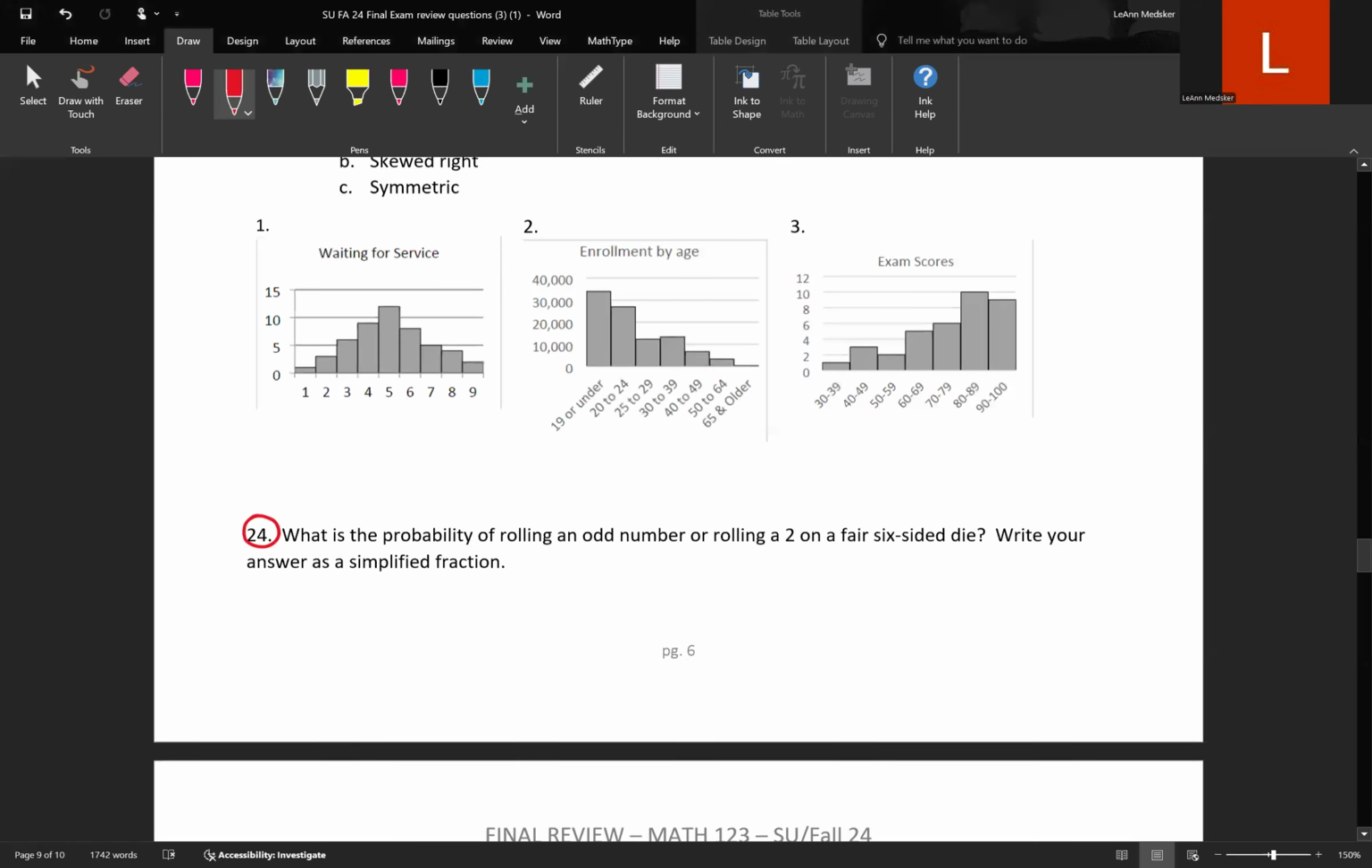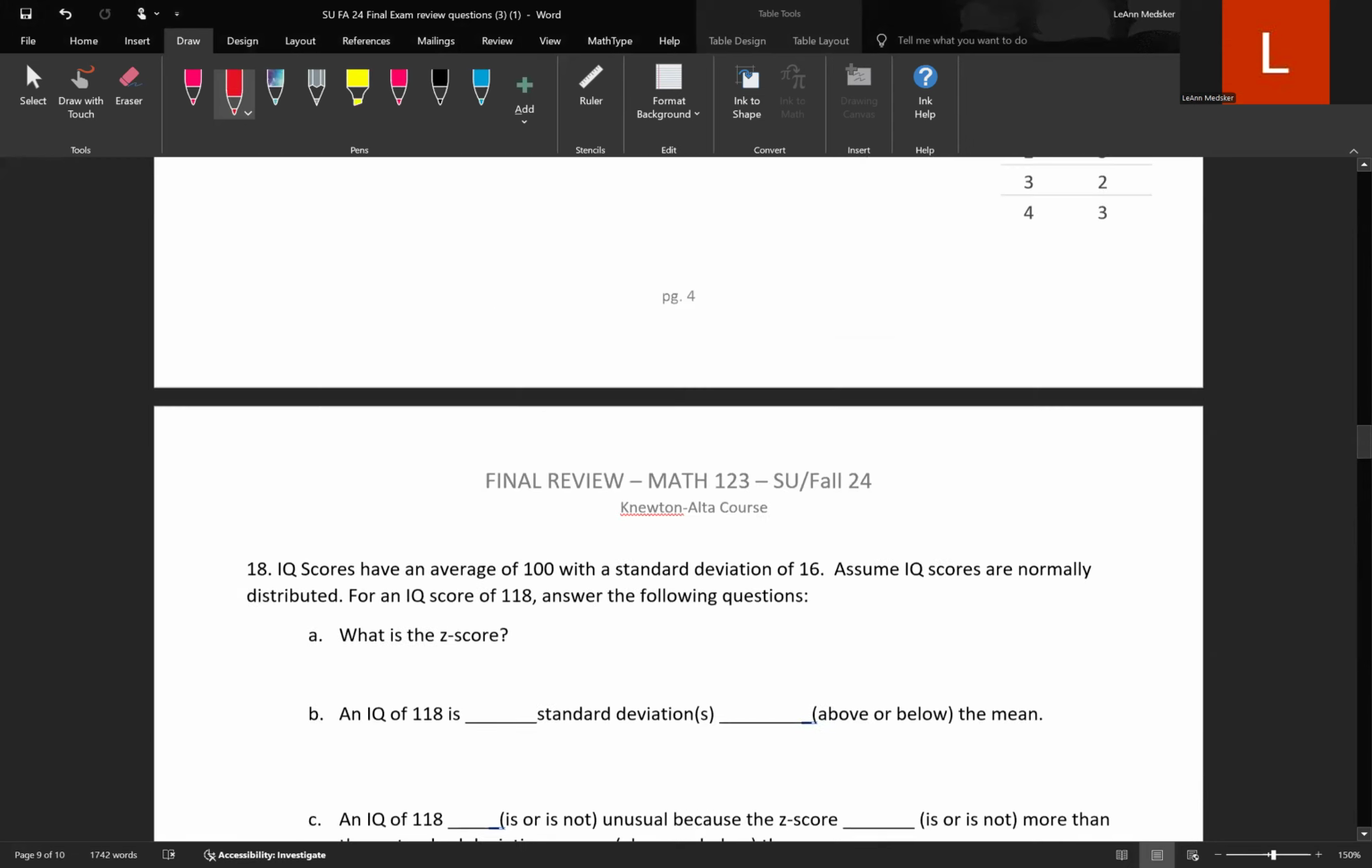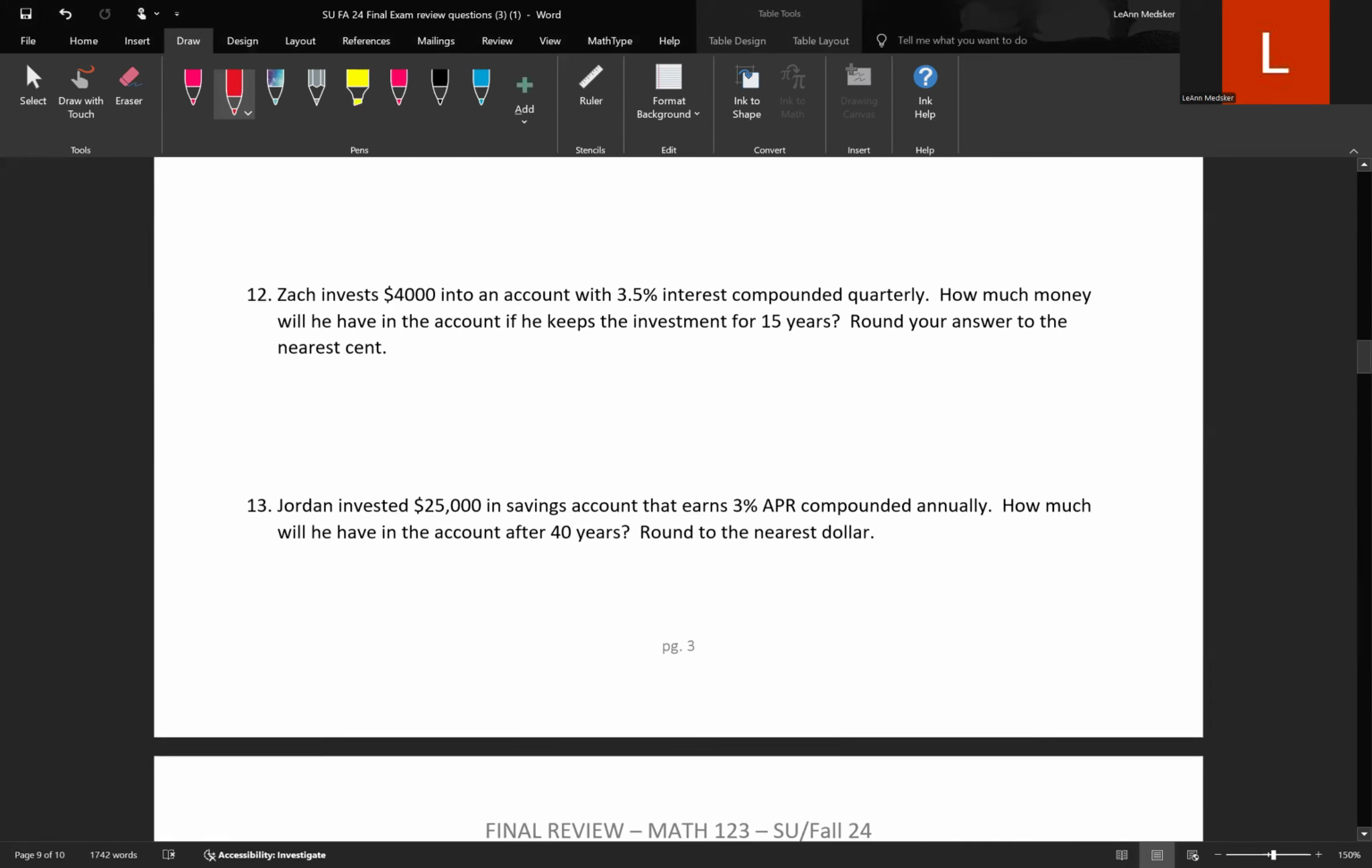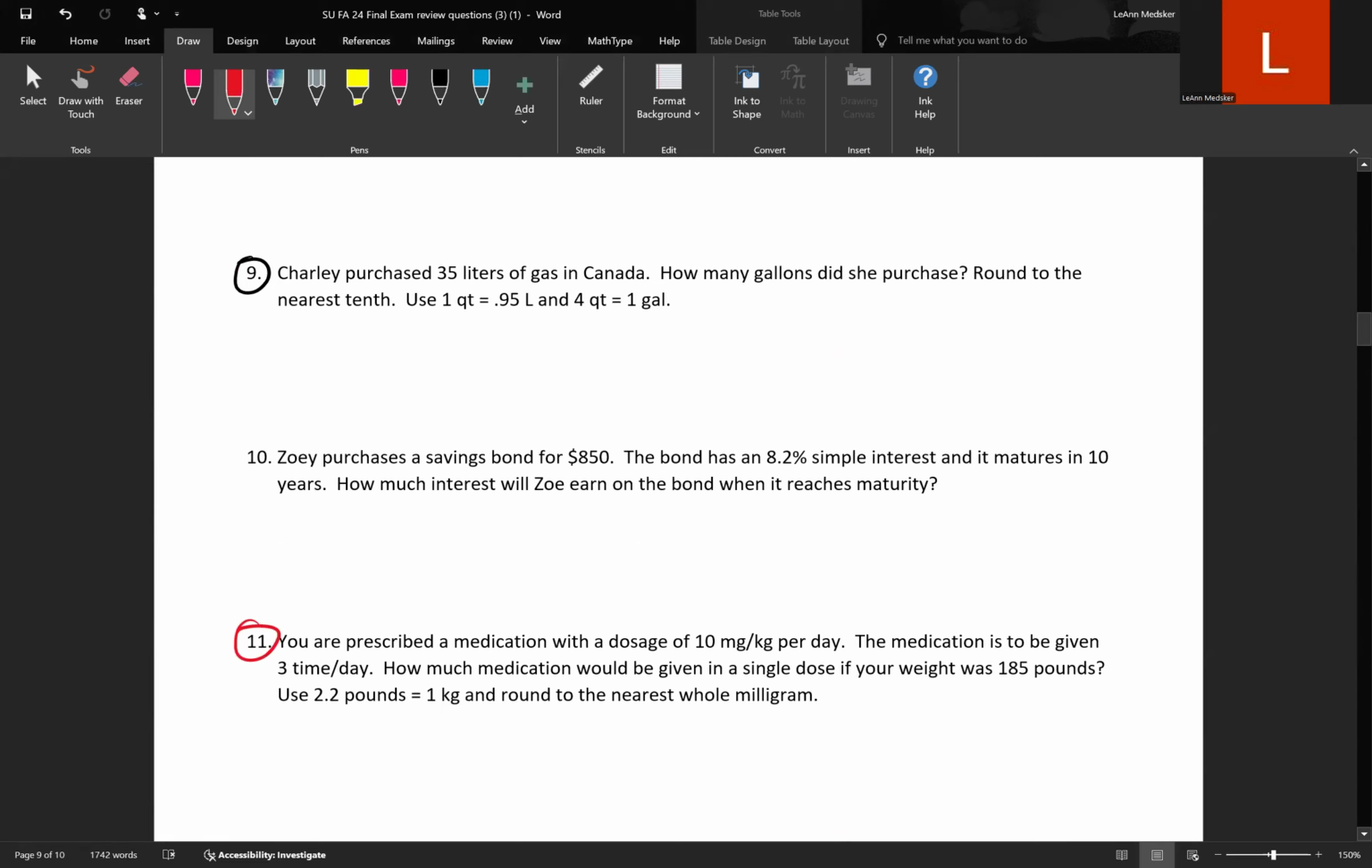All right, this is a continuation of the questions that you guys had from the review session today. These are some of the ones we didn't get to. So let's look at number 9. It says Charlie purchased 35 liters of gas in Canada. How many gallons did she purchase? Round to the nearest tenth.